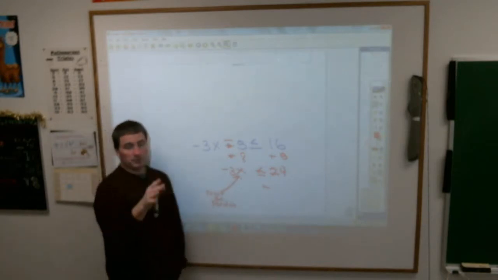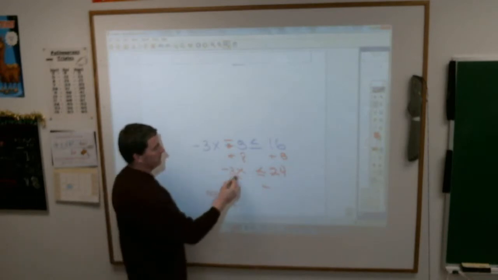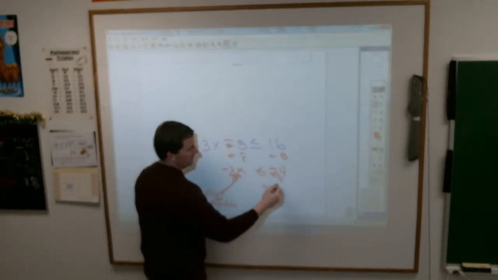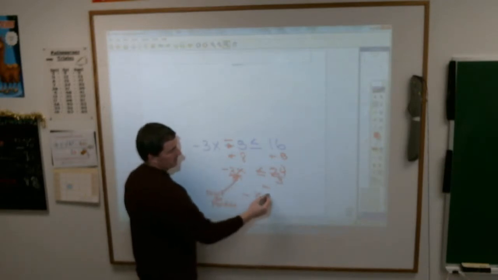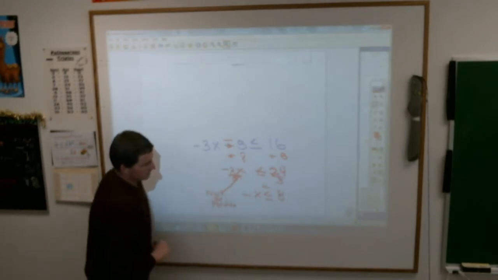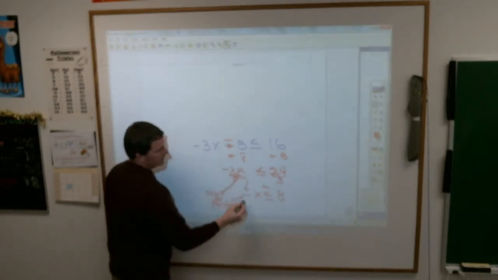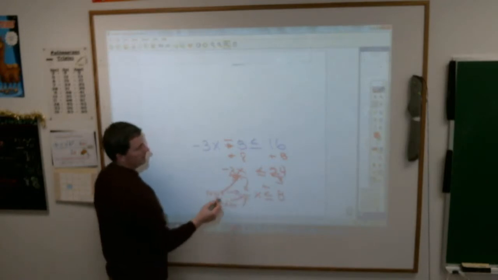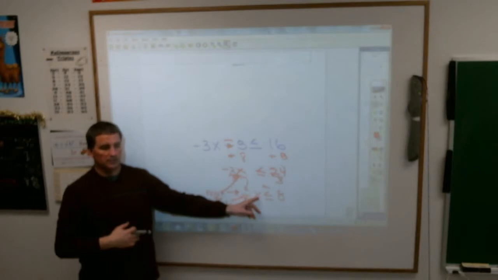Well, let's get rid of the 3 first, can I? How did I get rid of the 3 last time? Same thing. Divide by 3, divide by 3. I now have a negative x is less than or equal to 8. You with me? Same thing we just did. This is not allowed to happen. You cannot have a negative variable at the end when you're done.